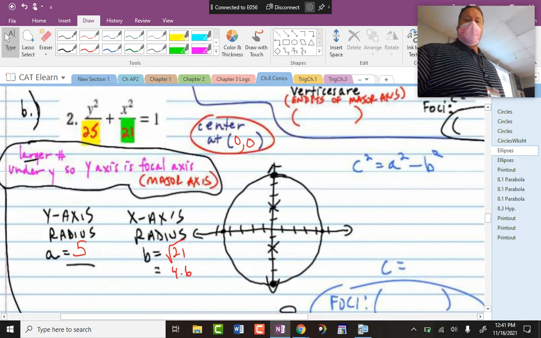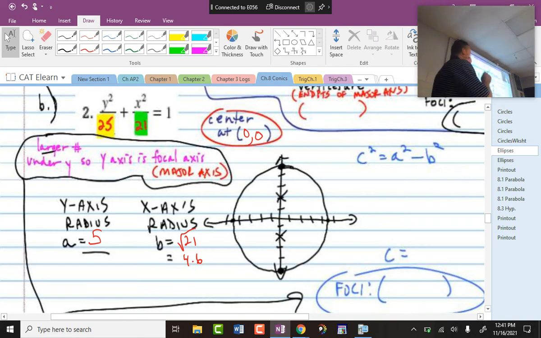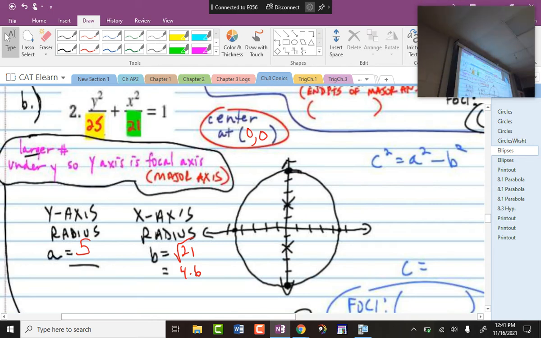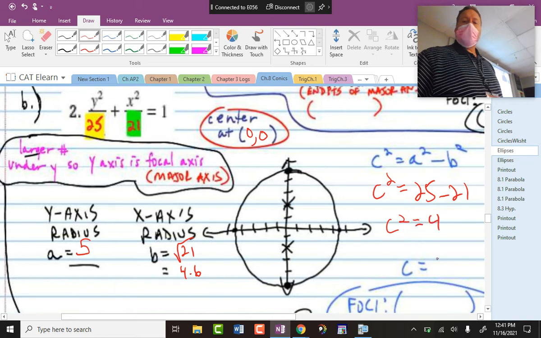And then what do you need for the focus? You need this formula here. And why do you need to find the focus? Because it's what generates the picture. So that's what we need to understand. C squared equals 25 minus 21, which is 4. Square root of 4 is 2.